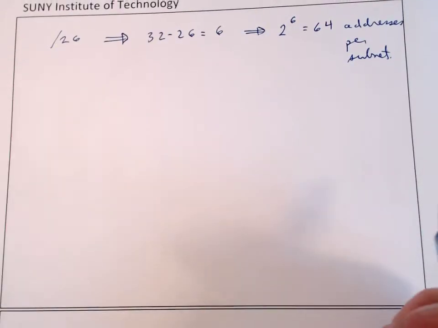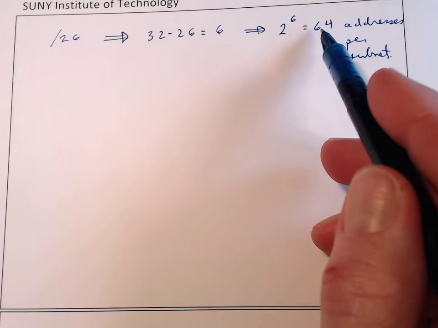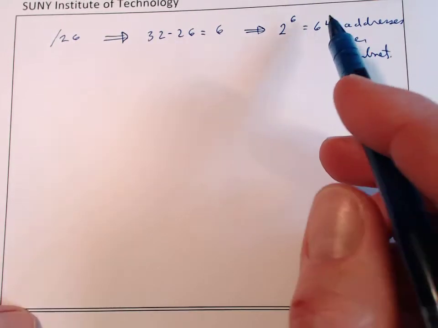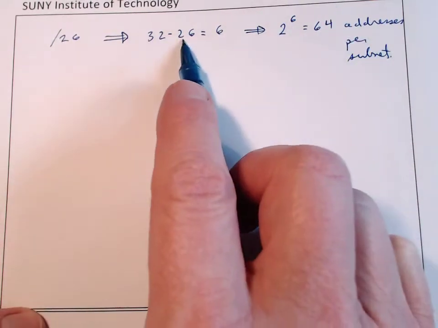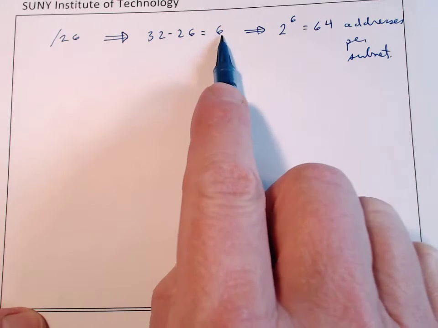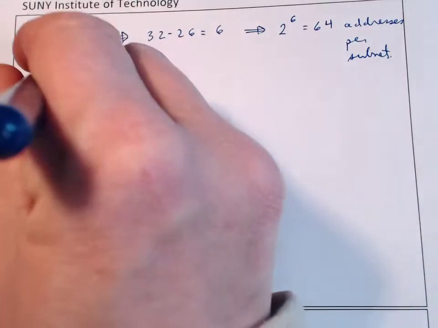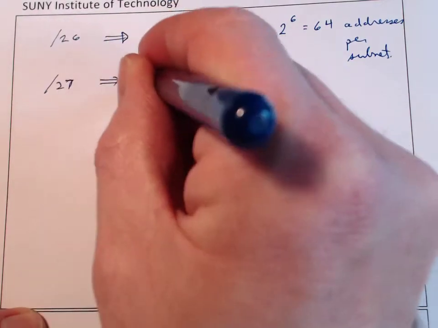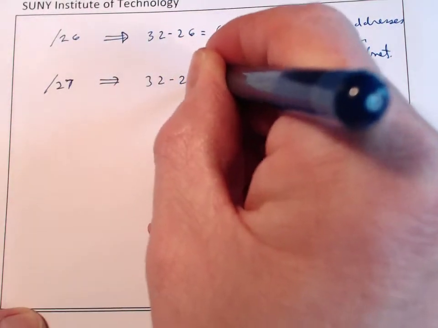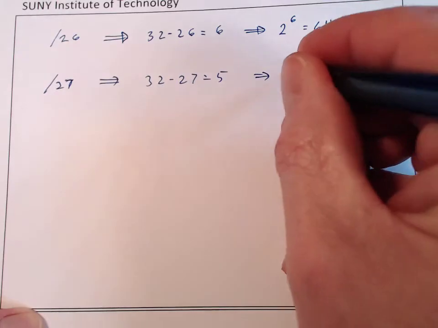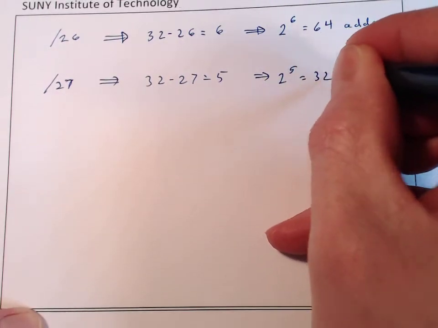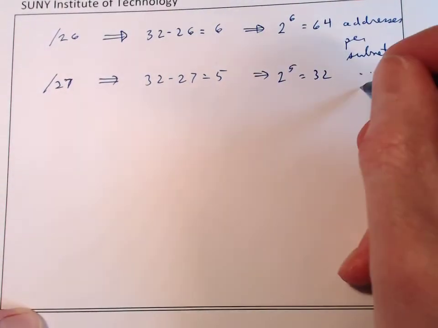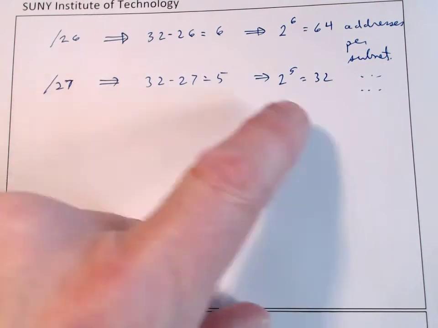Okay, and let's look. We need fewer addresses, and so we need a smaller number here. So we need the 6 to be a 5, and so we need the 26 to be a 27. So /27 gives us 32 minus 27, or 5, or 2 to the 5th, or 32 addresses per subnet. Okay, so that's the one we want.